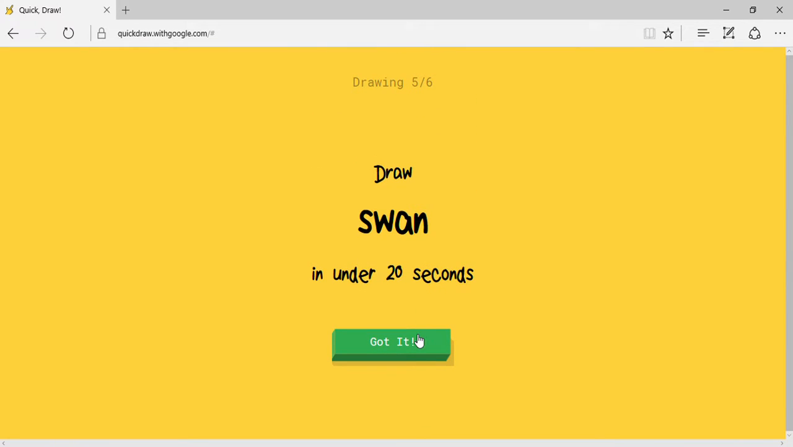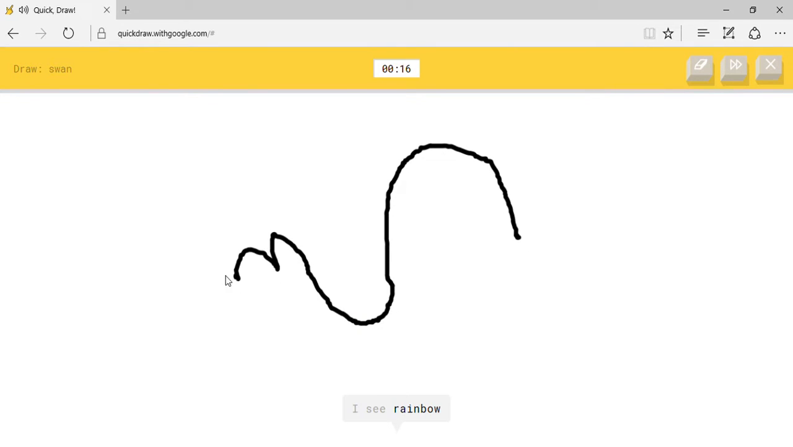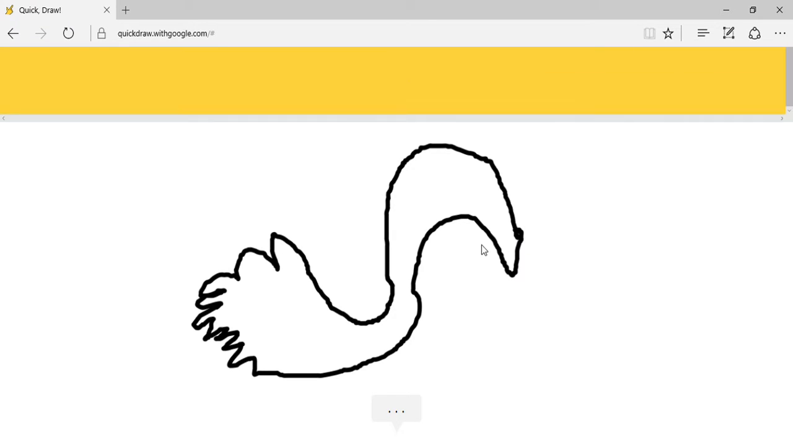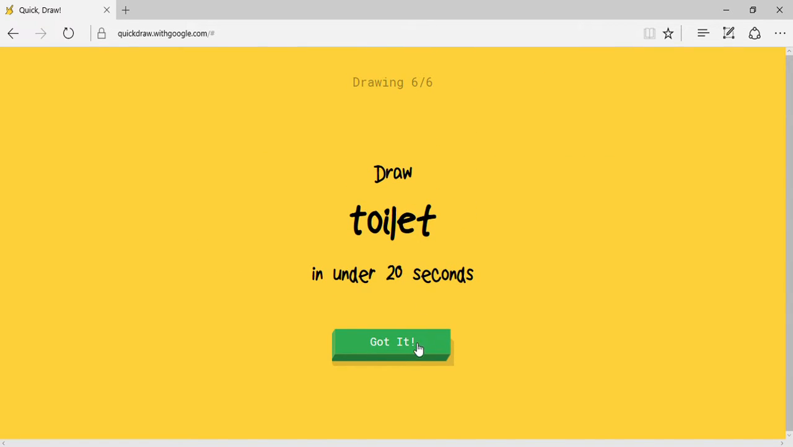A swan. Okay, wait. Okay, so this will be the feathers. I see rainbow. Oh, I know. It's swan. How can you even guess a swan like that? Okay, this looks so weird, like a toilet.